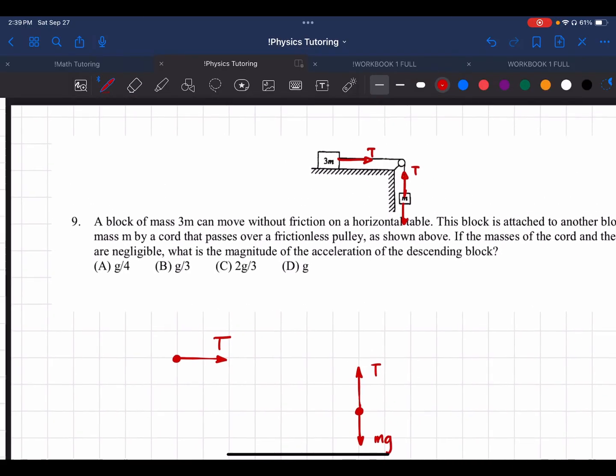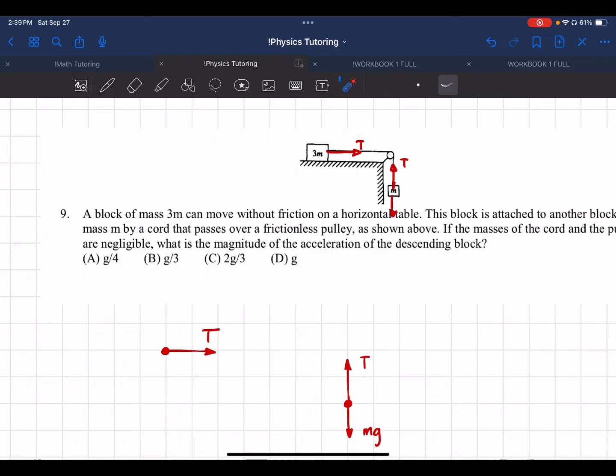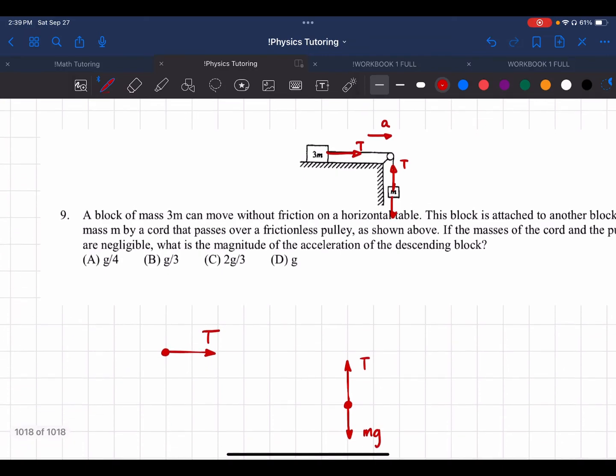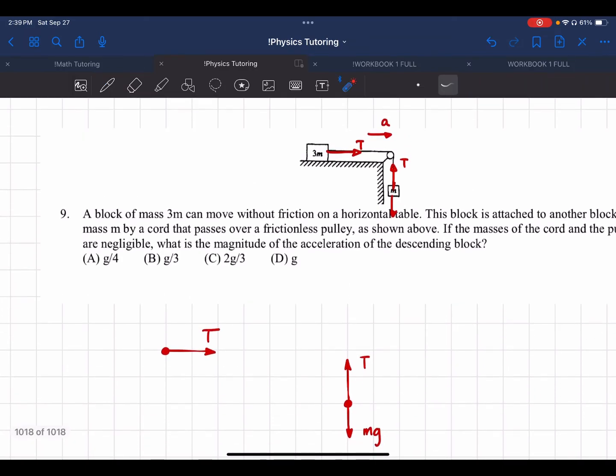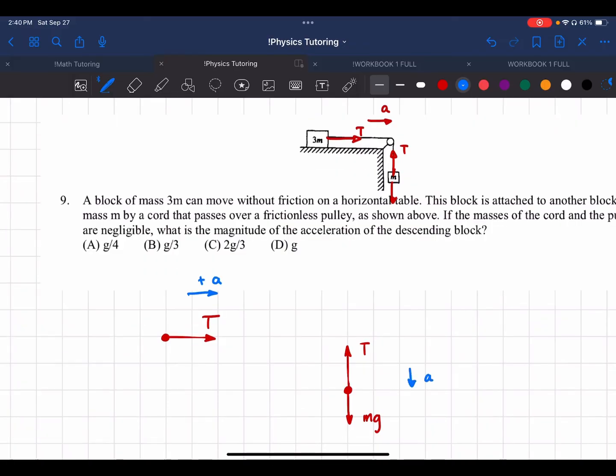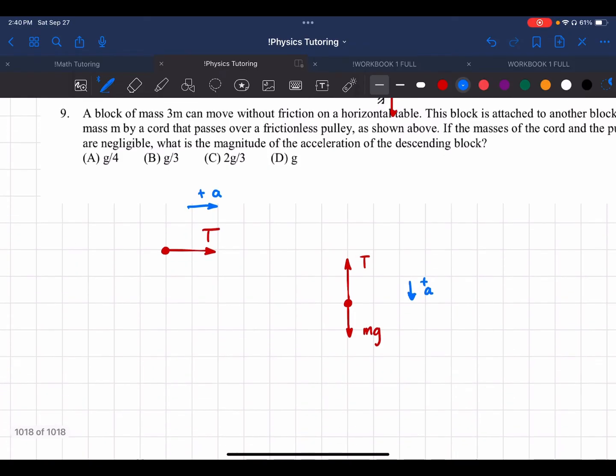So what do I know about this system? If you said, "Oh wow, Mr. Yambao, they both have A, the same A," you're right. The only difference is the direction: the pulley changes the direction. For this part, A is going this way, and for this one, A is going that way. Those are my positives, and that's going to help me solve my problem.